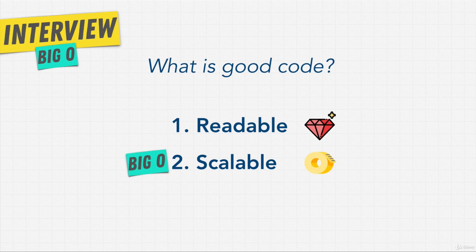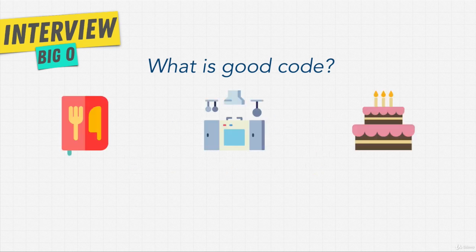We're also going to talk about readable code throughout this entire course, but touch upon it a little bit more in the next section. But for now, because this is the Big O section, we're focusing on this idea of scalable code. Okay, what does this really mean though?